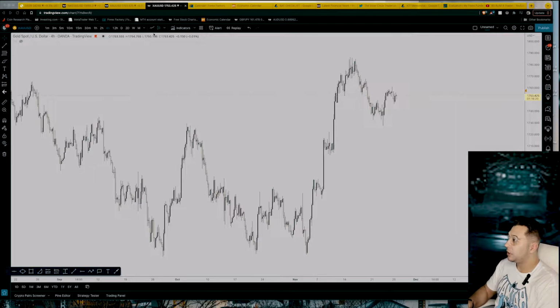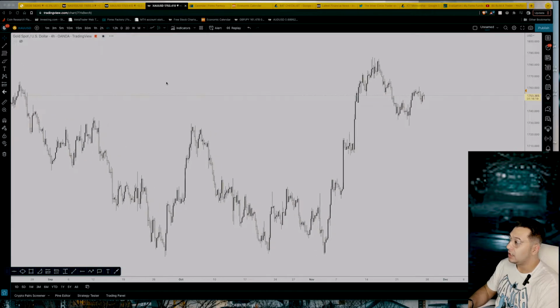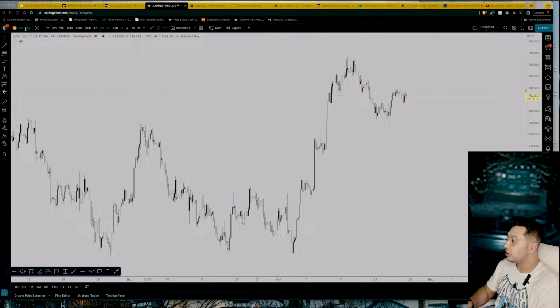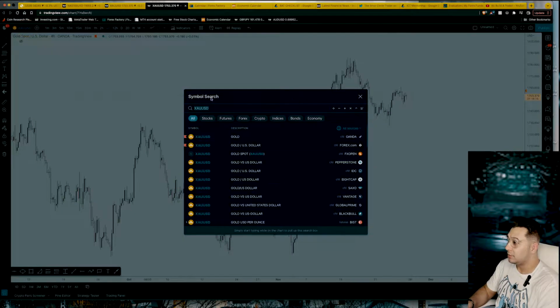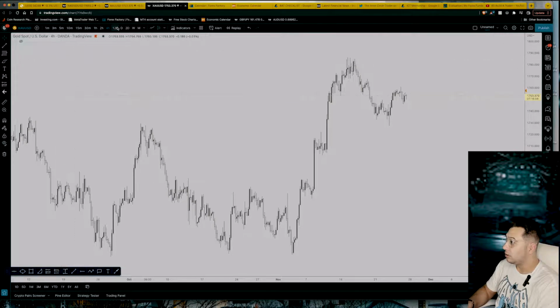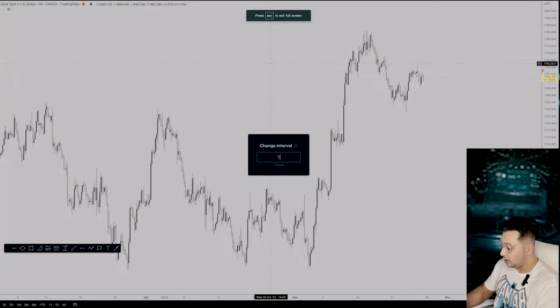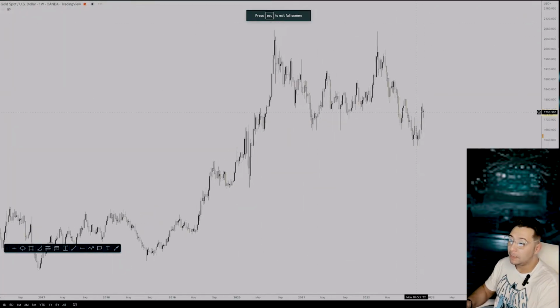Right now we are on TradingView, and first things first, you're going to go to XAU USD, type that in the symbol search. I'm using the Oanda chart, but you can use the FOREX.com, and those are the only two I recommend. So let's start with the weekly time frame.